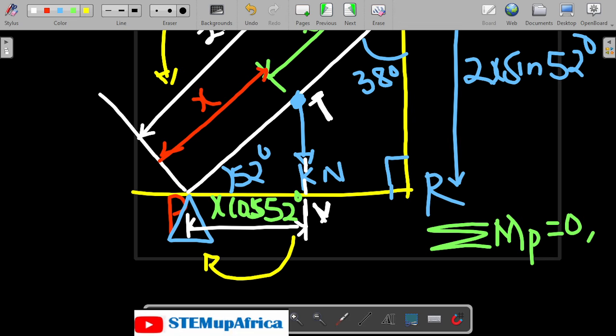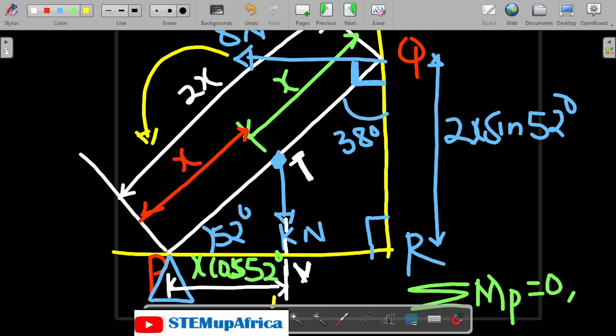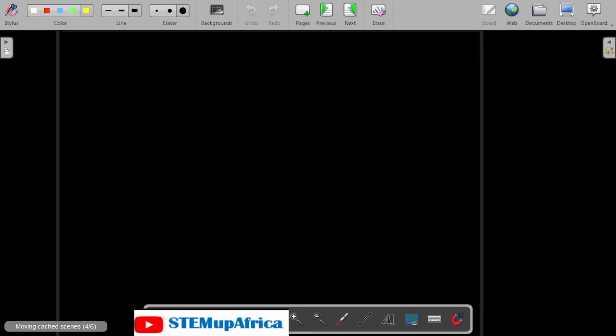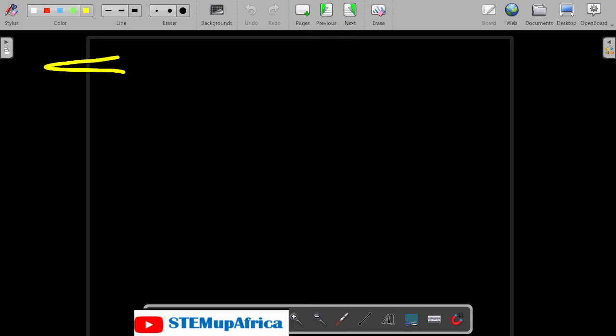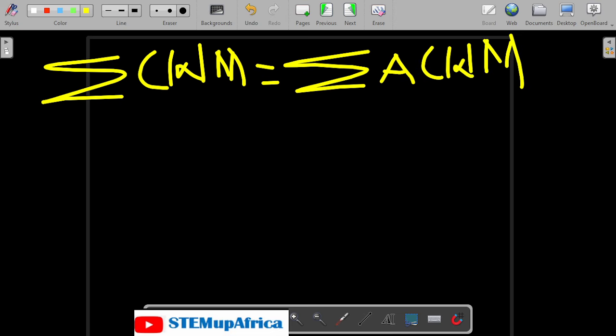So by mere looking at it, you know one is clockwise, the other one is anti-clockwise. What is the anti-clockwise is 8 Newton, and the clockwise is our K. So we are looking for the value of K. So we have sum of clockwise moments is equals to the sum of anti-clockwise moments.